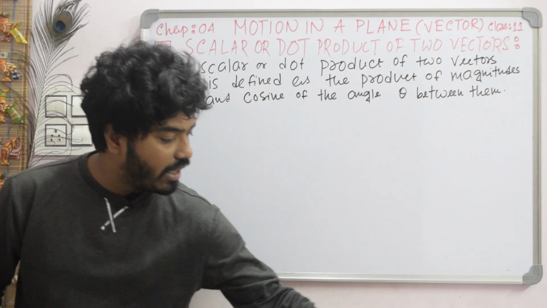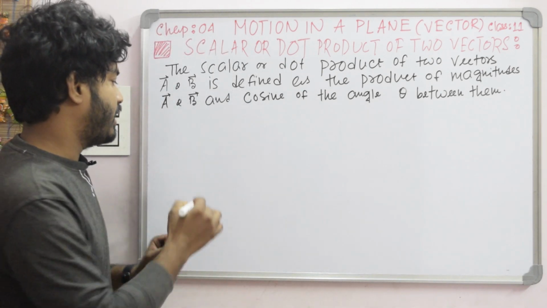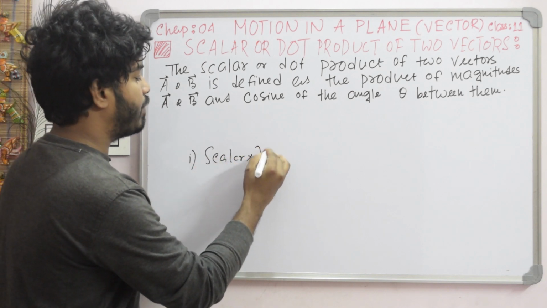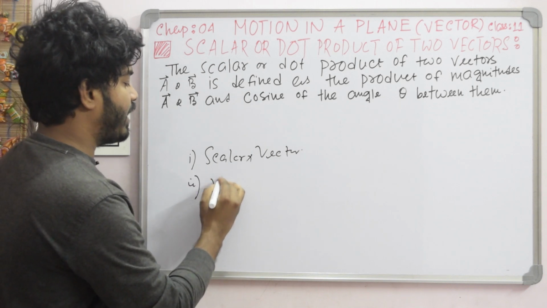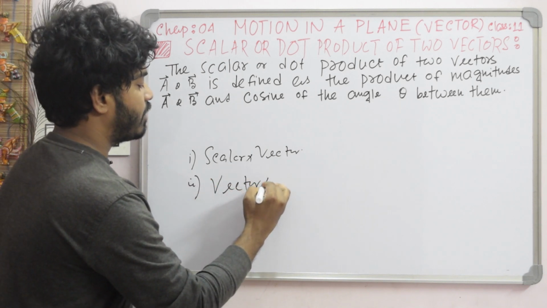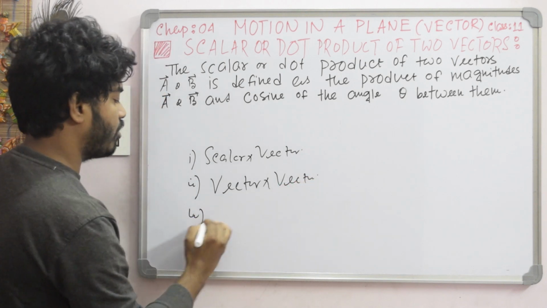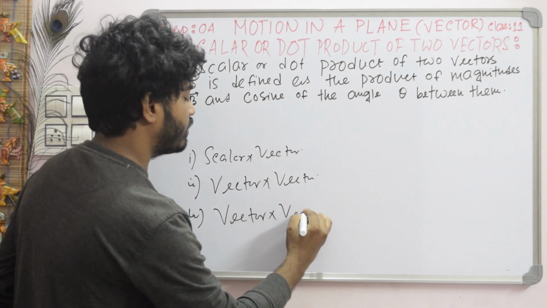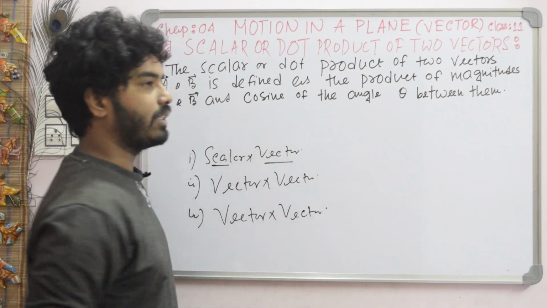In general, in vector there are three types of multiplication. Point 1, that is scalar multiplied with vector. Point 2, that is vector multiplied with vector. And point 3, also vector multiplied with a vector. Now the question is, what is scalar multiplied with a vector?